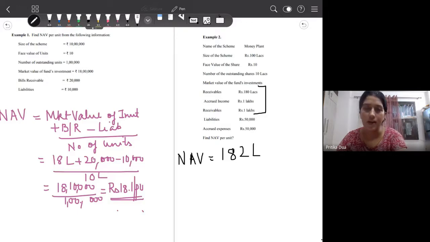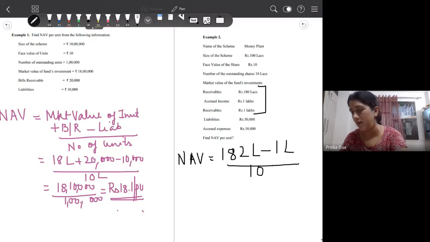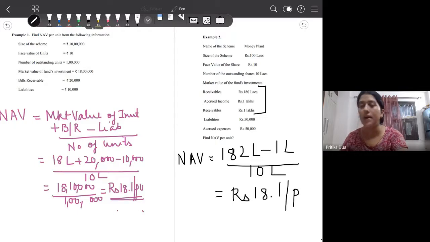So Aditya, you have to deduct 1 lakh, then you will get the value of the numerator, and you divide it simply by 10 lakh and you get rupees 18.1 per unit as the net asset value. Okay, I hope this is clear.